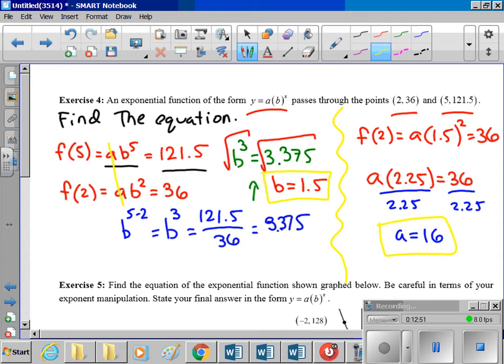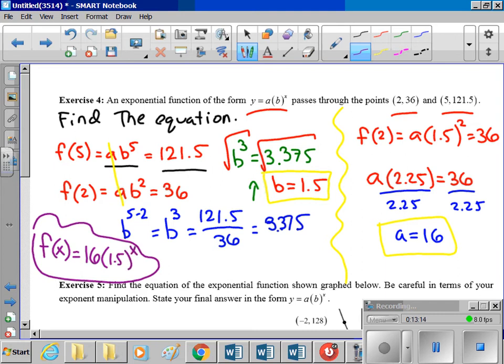Now we have our a, we have our b, and we can put it all together. We're going to get f of x equals, our a is 16, and we have our b is 1.5 to the power of x. A little tricky. Our numbers aren't quite as clean as they often are. We can handle it. Our calculators are very powerful tools as long as you know how to use them properly. All right, once you're done with this, let's move on down to exercise 5.